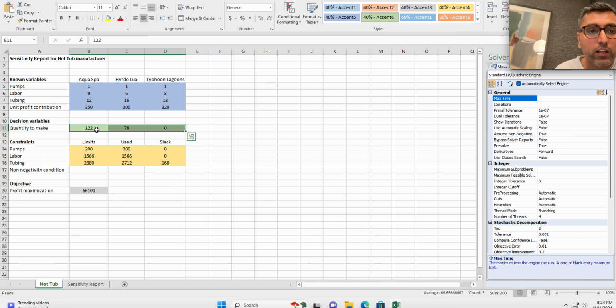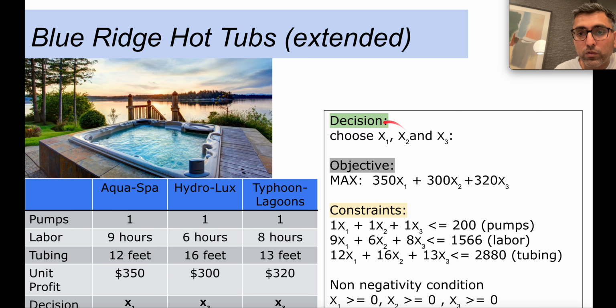I can actually solve this, and Excel, using linear optimization with the simplex method, will tell us that you should be producing 122 units of Aqua Spa, which is 122 units of X1. So it will solve for these unknown variables: how much should you produce of each of these so that you maximize your profits?